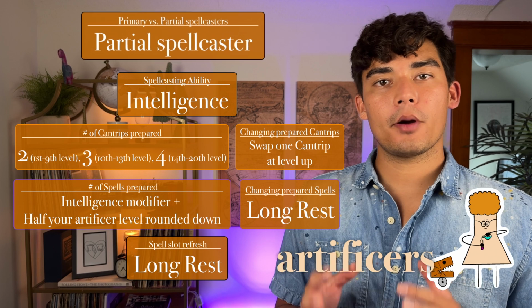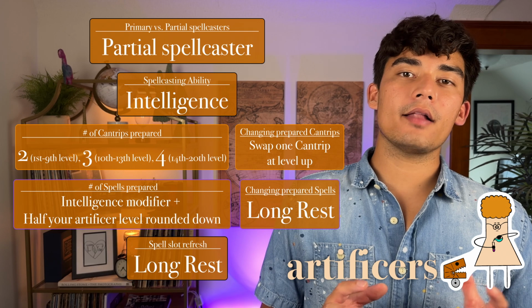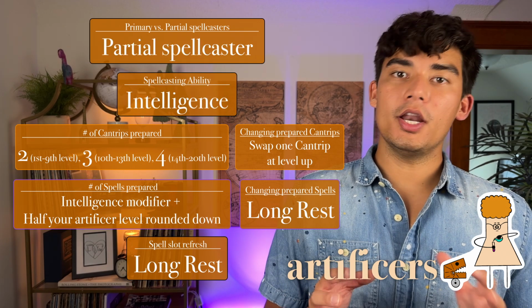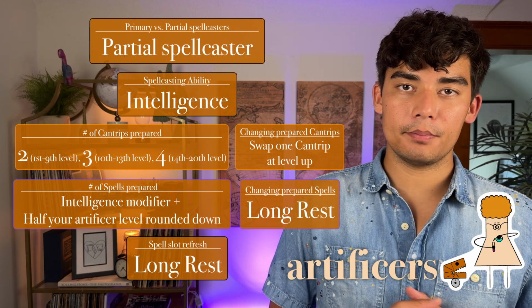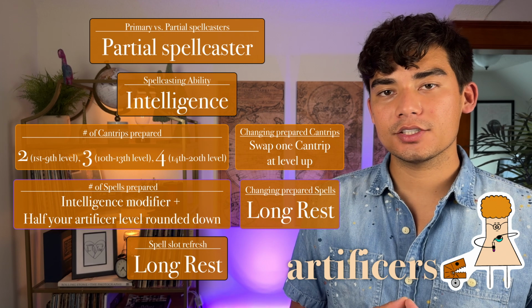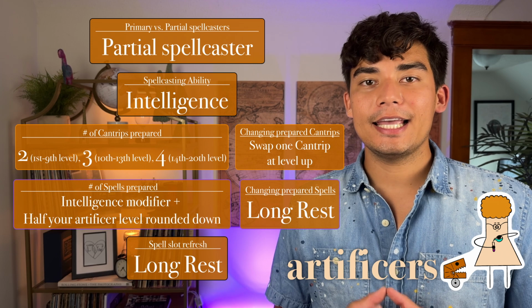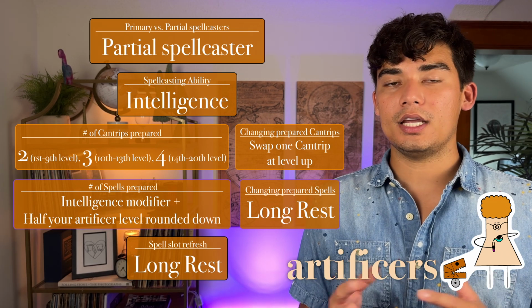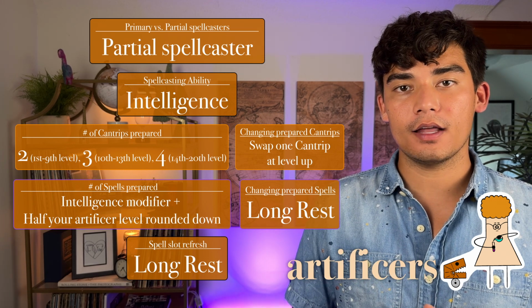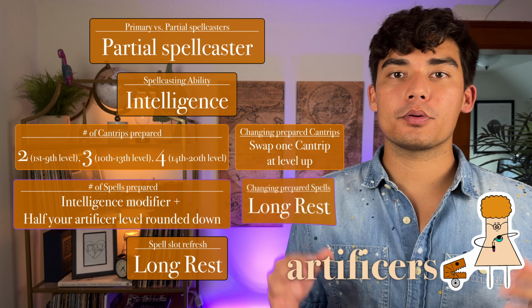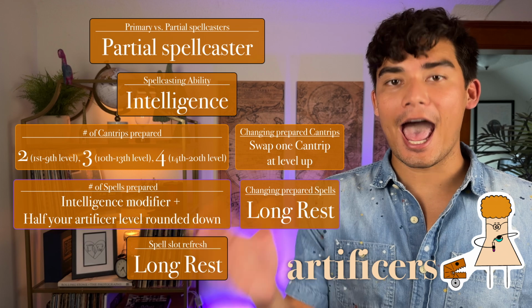Artificers. Artificers are partial spellcasters, meaning they have access to level 1 through 5 spells. Their spellcasting ability is intelligence. The number of cantrips they can prepare increases from 2 to 4 as they level up, and they can swap one of these cantrips every time they gain a level. The number of spells they can prepare is their intelligence modifier, which is usually a number between 1 and 5, plus half of their artificer level rounded down. And they can change their prepared spells after a long rest. Lastly, their spell slots refresh after a long rest.